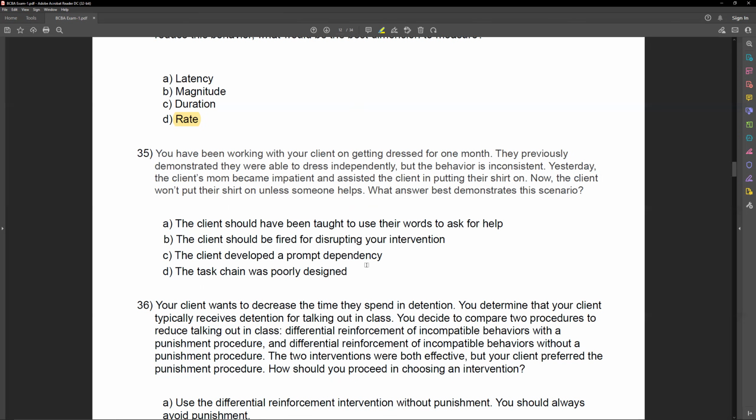B, the client should be fired for disrupting your intervention. Of course not. That's way too harsh, right? We're not going to fire a client for being a mom, essentially, right? So B is too harsh. C, there we go. The client developed a prompt dependency. Absolutely, that's what we want. What about D, the task chain was poorly designed? No, because we were able to teach them, right? They did it independently, but then the mom jumped in and a prompt dependency was developed.